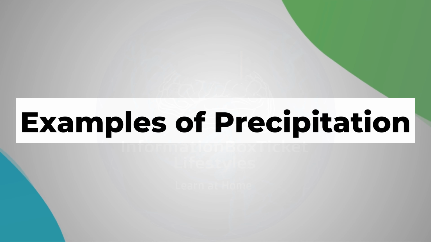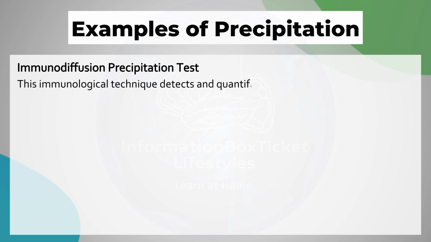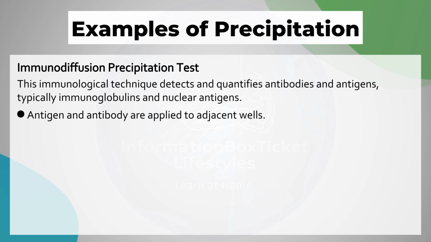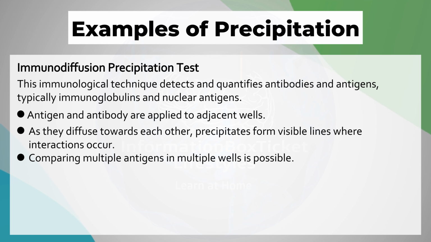Examples of precipitation. Immunodiffusion precipitation test. This immunological technique detects and quantifies antibodies and antigens, typically immunoglobulins and nuclear antigens. Antigen and antibody are applied to adjacent wells. As they diffuse towards each other, precipitates form visible lines where interactions occur. Comparing multiple antigens in multiple wells is possible. Precipitation lines indicate the presence of specific antigens, enabling the detection of bacteria or viruses.